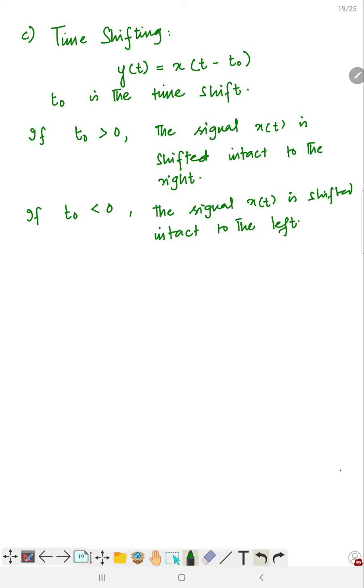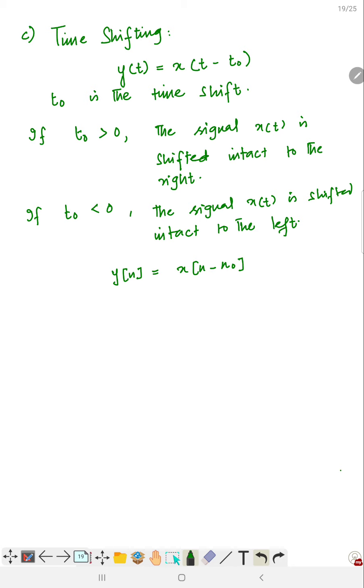Fine. And the same argument follows for the discrete time case: y of n will be x of n minus n naught. Here again n naught is a time shift, and if it is greater than 0, the signal will be shifted intact to the right. If it is less than 0, it will be shifted intact to the left. So we can have either a right shift or a left shift.